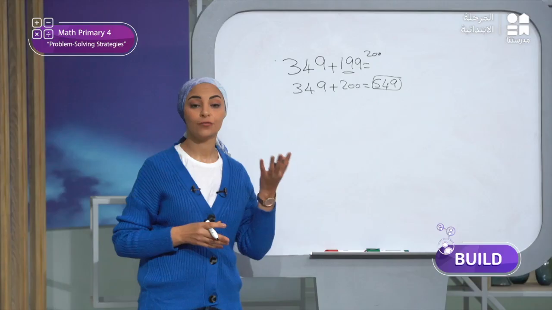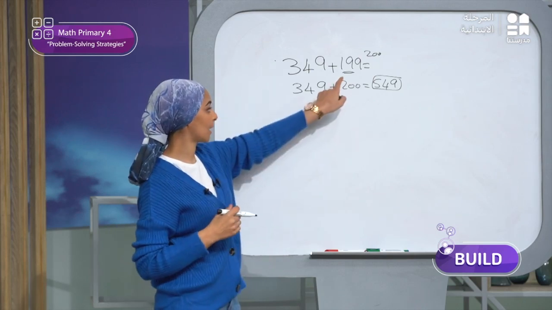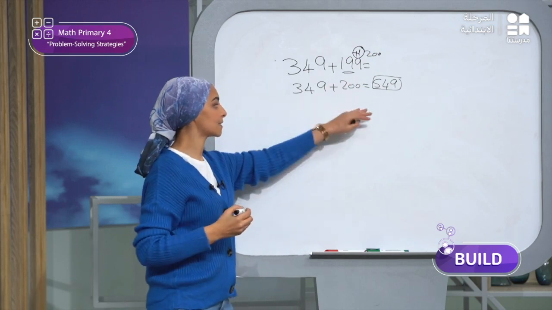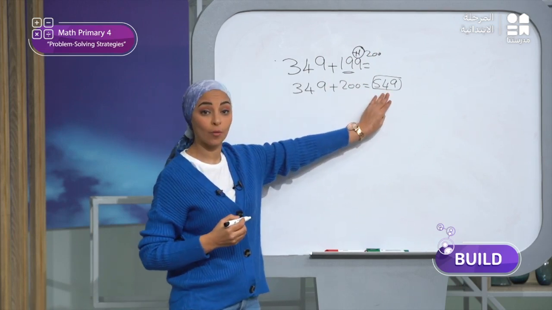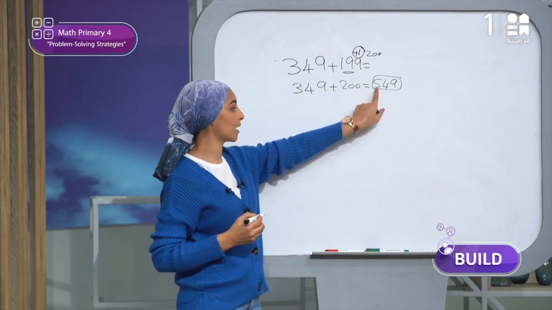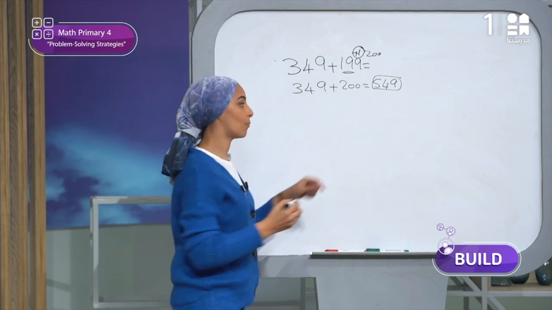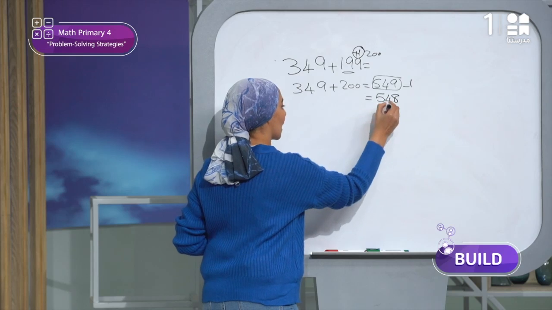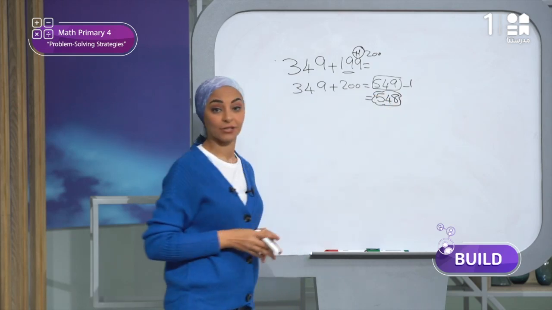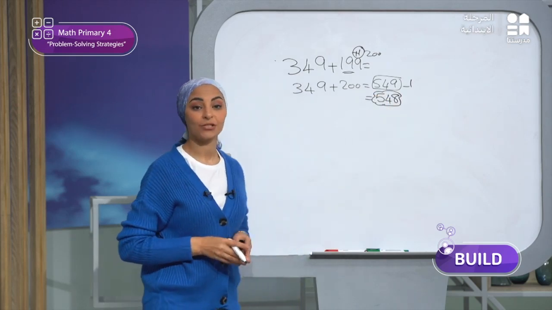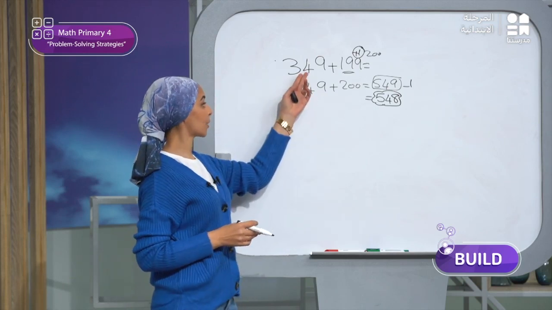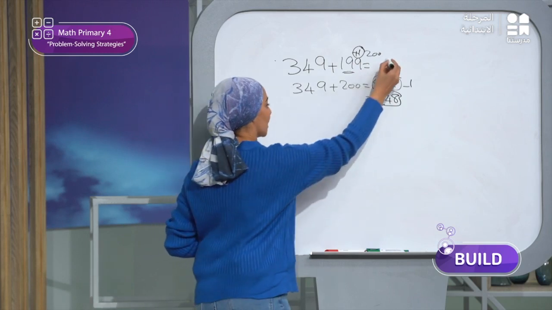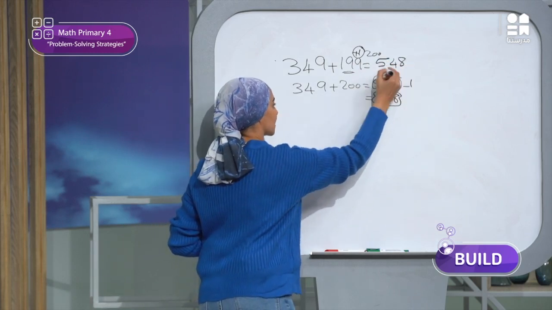So, 549 minus 1, because here I did plus 1. So the plus 1 that I did, I have to do minus 1 from the answer. So, when I make 549 minus 1, the answer will be 548, and this is my final answer. This is the answer to adding 349 plus 199. So my answer is 548.